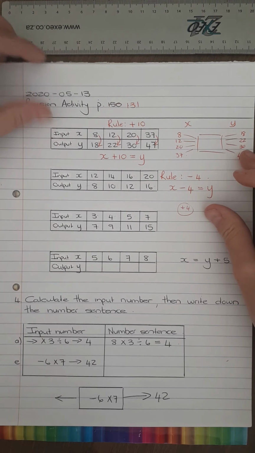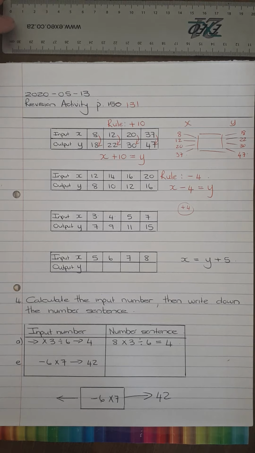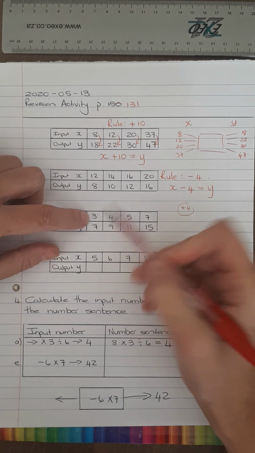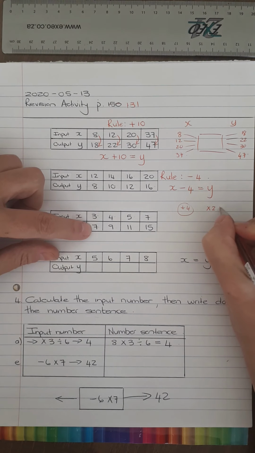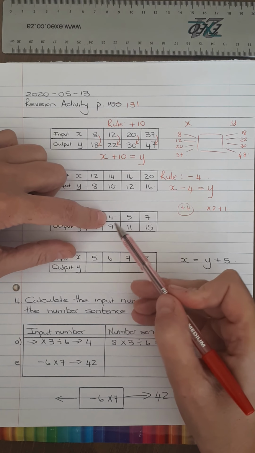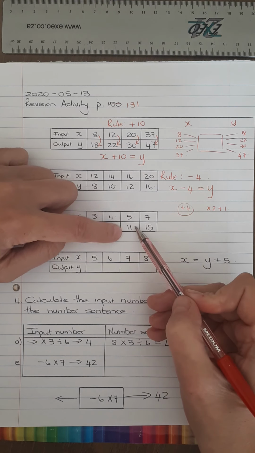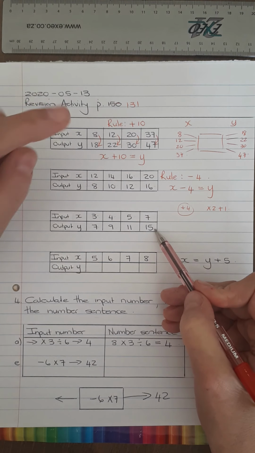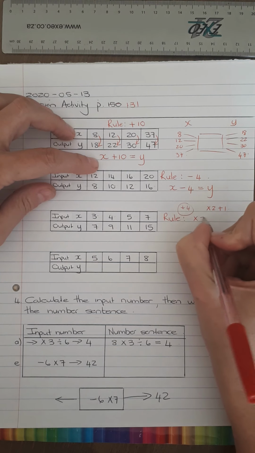Because I know it doesn't work when I add, I'm going to try multiplication. Let me start with 3 times 2 gives me 6. Plus 1 will give me 7. Let me see if it's going to work here. 4 times 2, 8, plus 1, yes, that's 9. 5 times 2, 10, plus 1, 11. 7 times 2, 14, plus 1, 15. Okay, that works. So my rule in this instance will be times 2 plus 1.